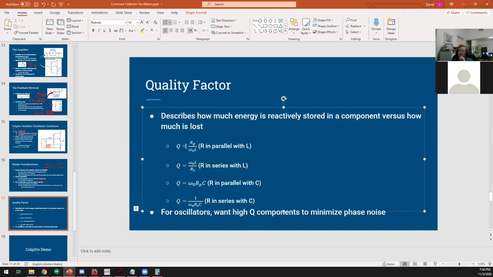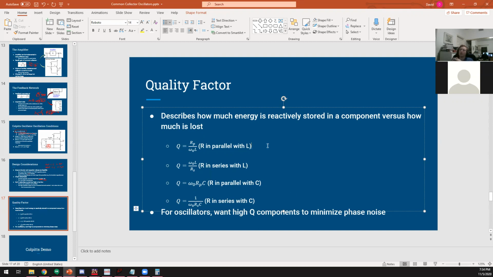So this equation and this equation are exactly equivalent. If you replace omega naught with 1 over square root LC, plug that in, work out the math, it will come exactly into this equation. So you can use whichever one is easier, really.